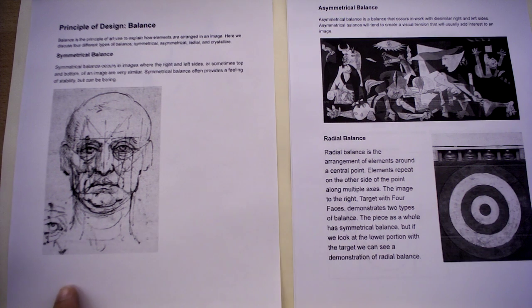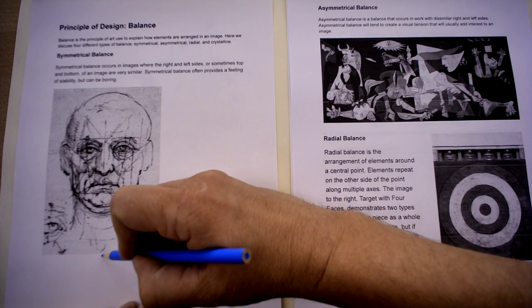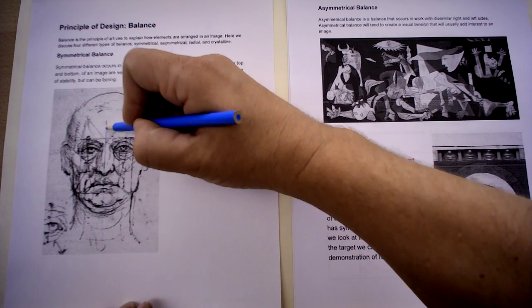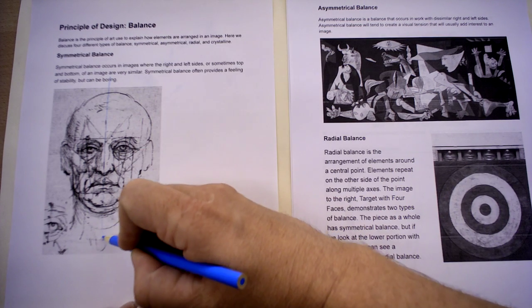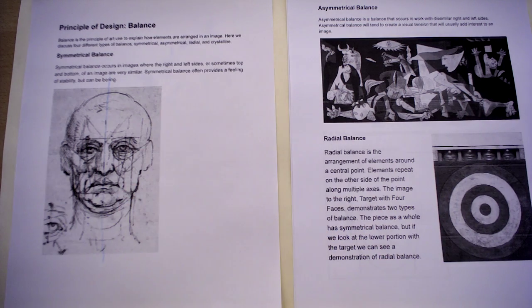That's like in the image here, when we have an image that is more or less symmetrical on two sides of a line. For this example, if we bisect this guy straight up the middle, it's more or less symmetrical on both sides. So that's the first and probably simplest type of balance.